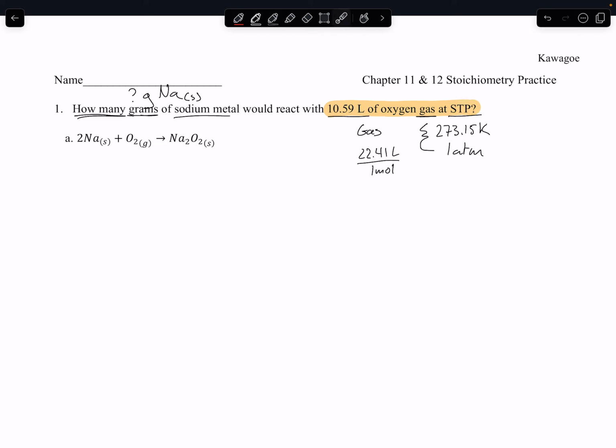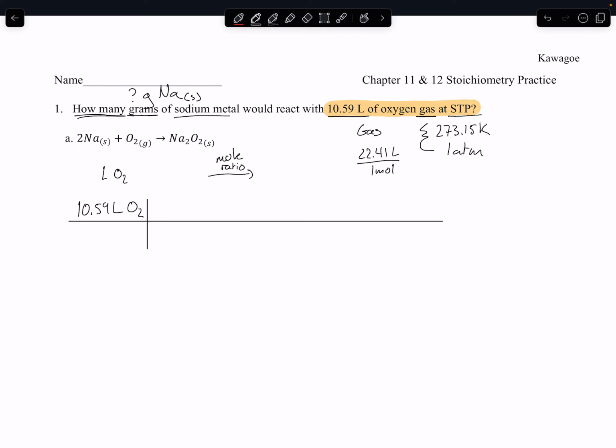Now, considering the fact that we have oxygen gas and we don't have any other information really about sodium, aside from this balanced chemical equation, we should start with 10.59 liters of oxygen, and remember that's a gas. So the general scheme here is going to be, since these are two different elements, two different compounds, we're doing stoichiometry.